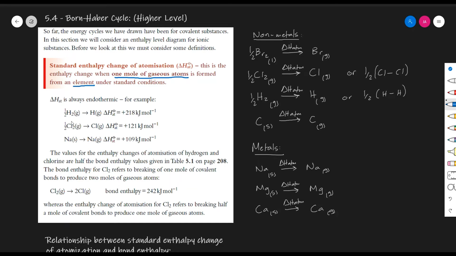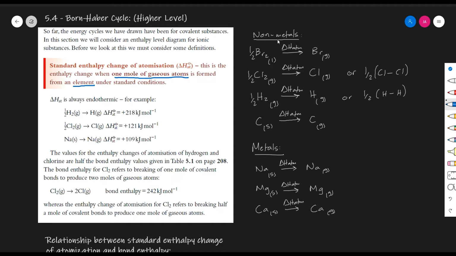They've used another example here, Cl2 gas. Chlorine exists as Cl2 gas as an element, and to form 1 mole of gaseous atoms, we would have to multiply the Cl2 by half here. On the other hand, for a metal, it's simply the symbol of the metal, Na solid, because it exists as a solid, to produce 1 mole of gaseous atoms from 1 mole of an element. I've listed more examples over here to clarify this.